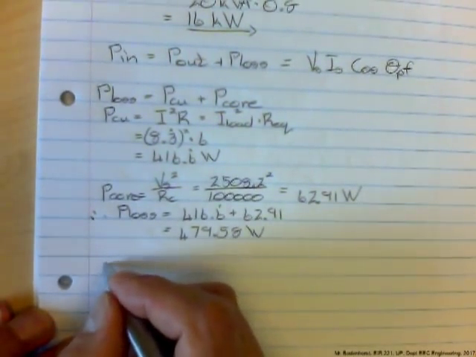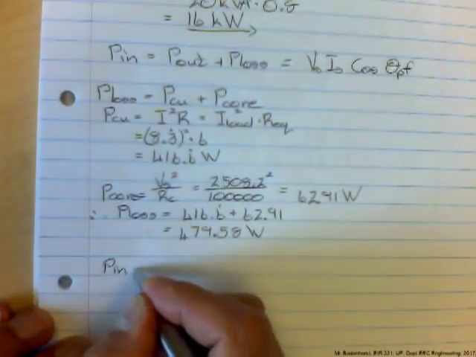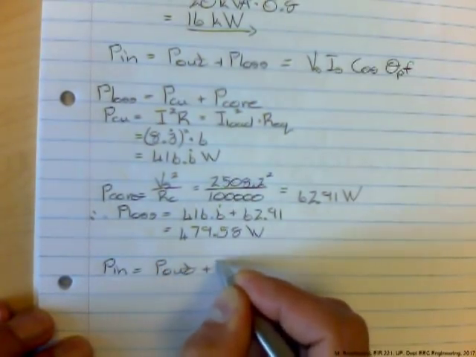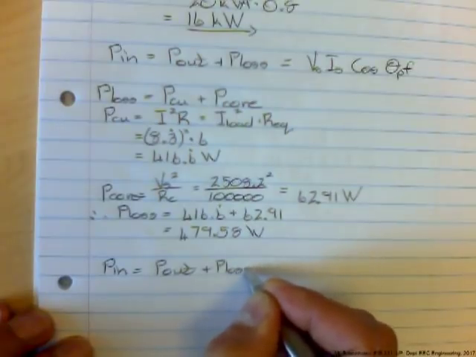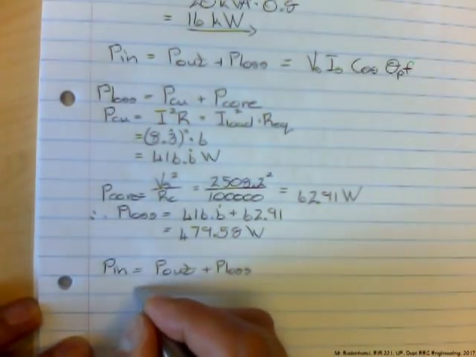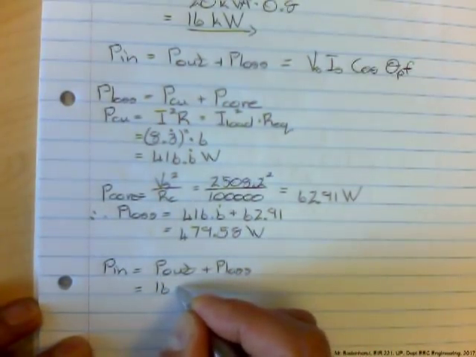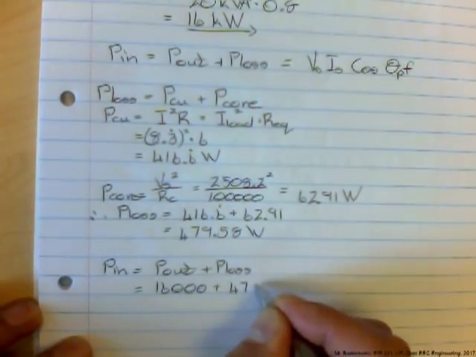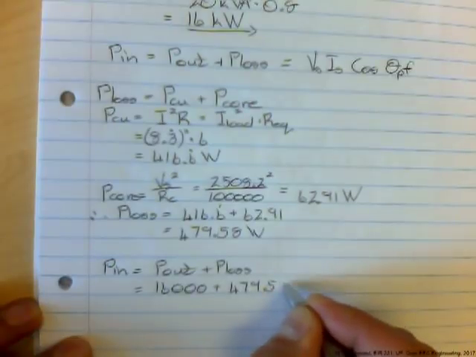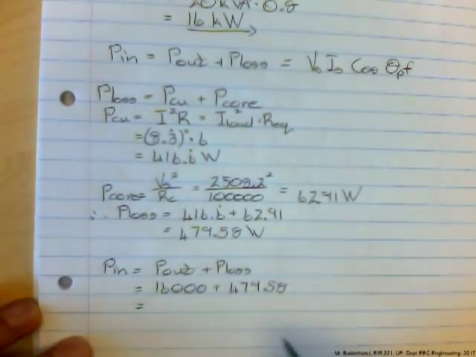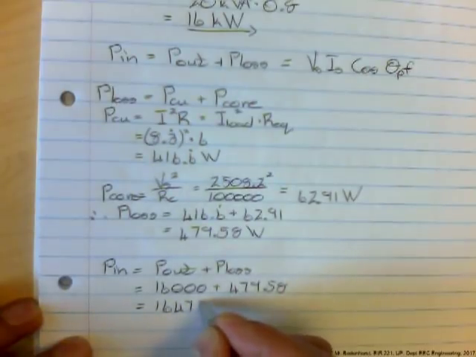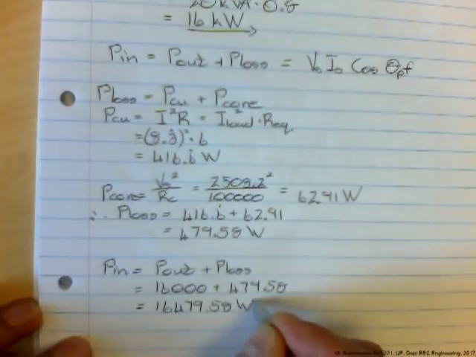Right, so now we can calculate P in, which is P out plus P loss. P out we know is 16,000 plus the loss of 479.58. So we have 16479.58 watts for the input power.